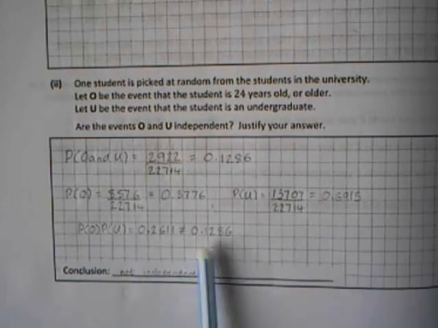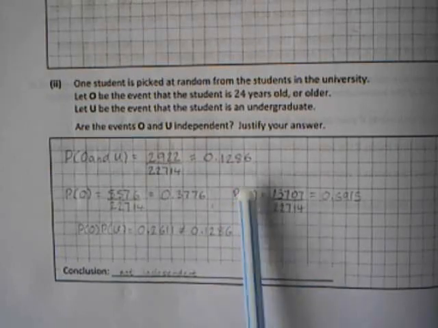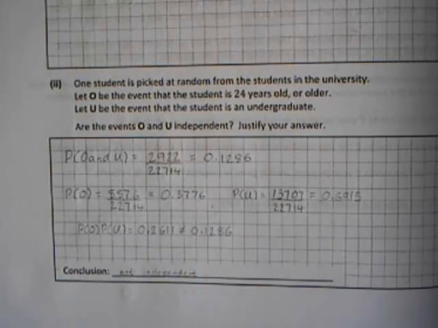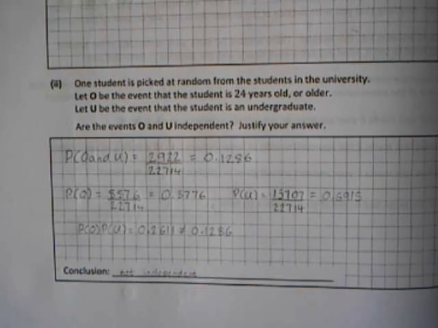And then we've just said, look, they're not equal. So the 0.12 and the 0.26, they're not equal to each other. And if they were independent, they would be. So our ideas of probability haven't worked there, so they're not independent events.